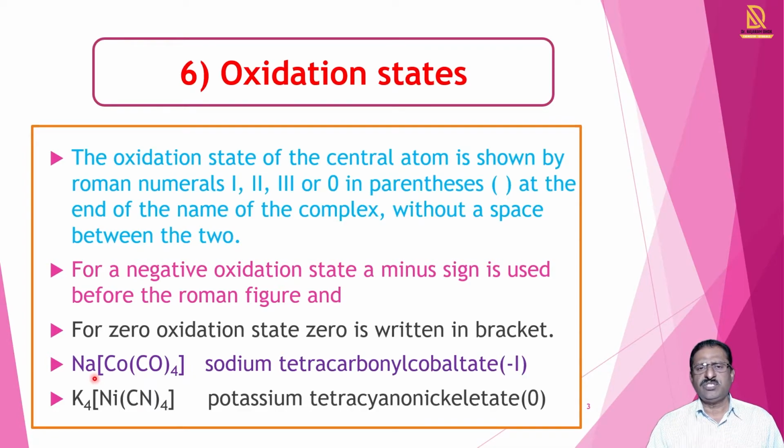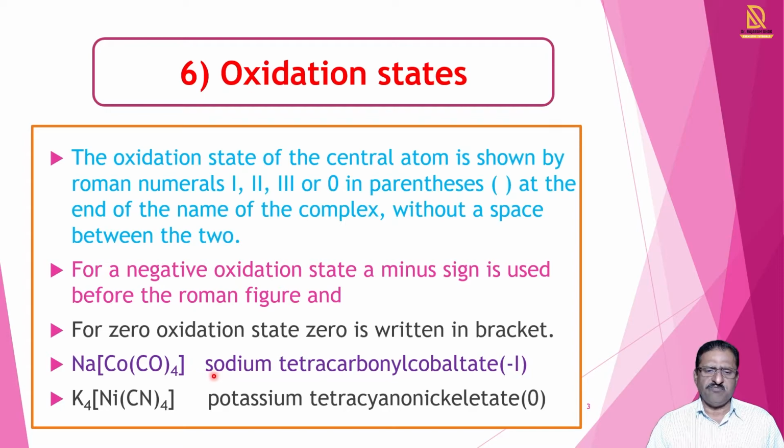Now we use the same rules. Firstly we find the oxidation number of cobalt. Outside the bracket there is sodium, so the square bracket has a -1 charge. Here carbonyl is a neutral ligand, so the cobalt carries a -1 charge. So in this example, the cobalt metal carries -1 charge, and we write that in this small bracket.